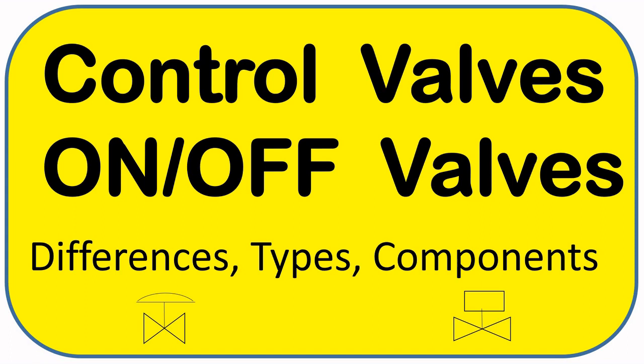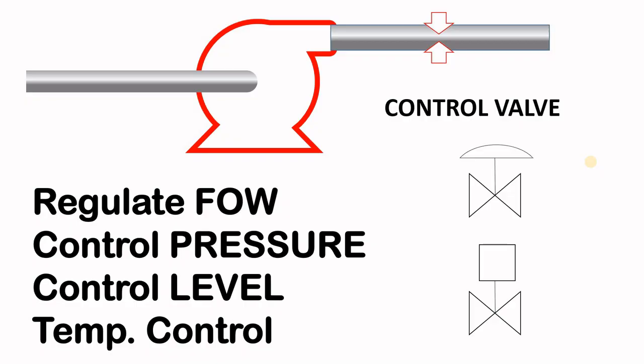Today's video is the first in about 3 or 4 videos dedicated to discussing control valves. In a process, we may need to regulate the flow rate, control the pressure, control level or temperature. And the way we do this is by restricting the flow in a pipe.